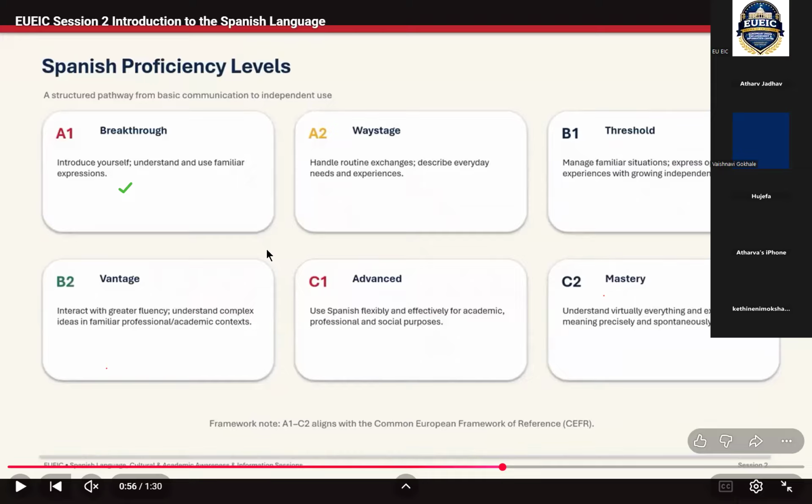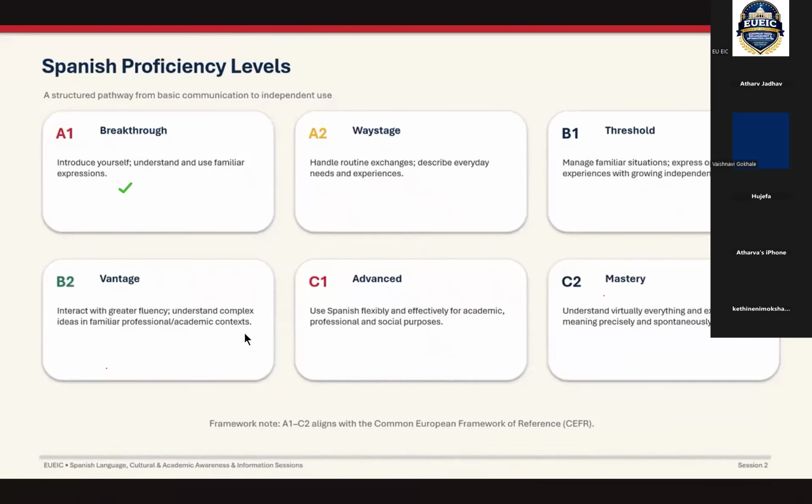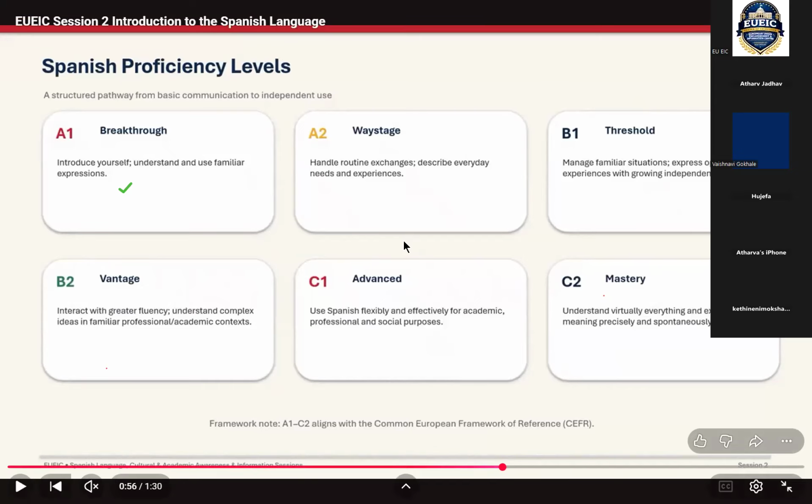B2 is the Vantage level, where you're able to interact with better fluency. You start to understand the language a bit more deeply and how to speak it. C1, C2 is advanced and mastery, which is effective for academic, professional and social purposes, etc. C1, C2 is used for teaching, or maybe if you want to become completely proficient in the language itself.